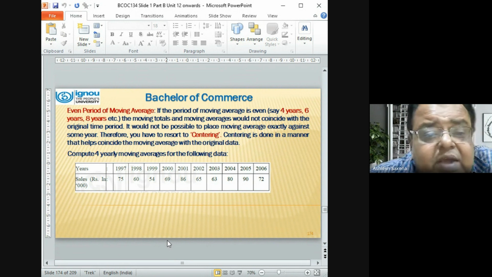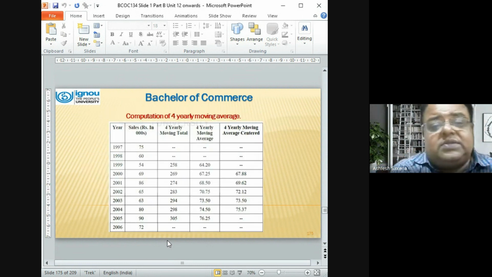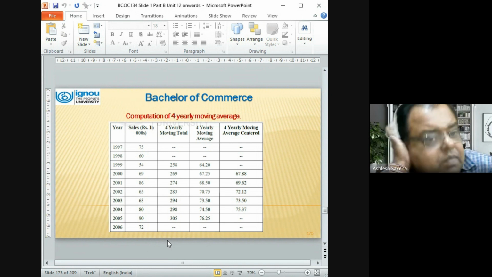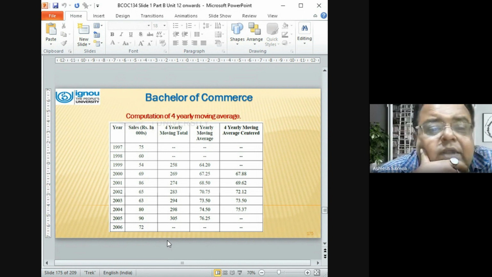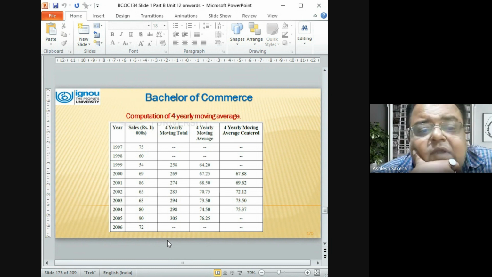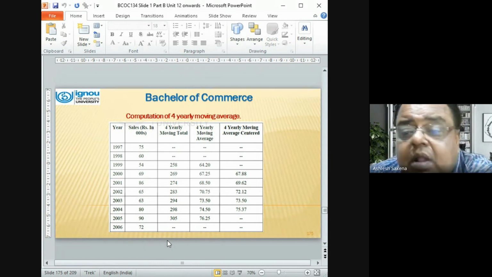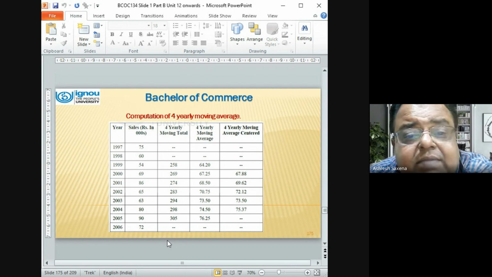How many years are there? 1, 2, 3, 4, 5, 6, 7, 8, 9, 10 years. Now see how this is formulated. We are talking about 4 years moving average. So we will be adding 75 plus 60 plus 54 and 69, and we will be writing it on the third row. For 4 year moving average, we have to divide this number by 4. And for centering, we will be adding and dividing by 2.